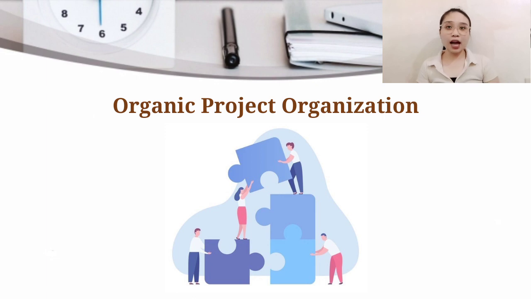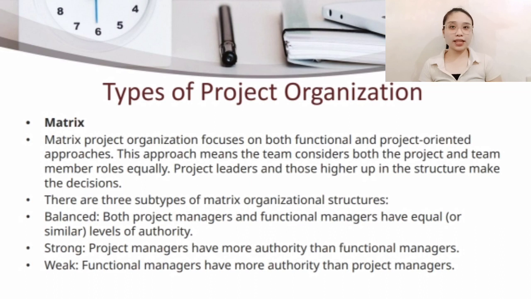As we can see, people are helping each other for the completion of the project while contributing their different skills, talents, abilities, and professionalism. Fourth is matrix. Matrix project organization focuses on both functional and project-oriented approaches. This approach means the team considers both the project and team members' roles equally. Project leaders and those higher up in the structure make the decisions.